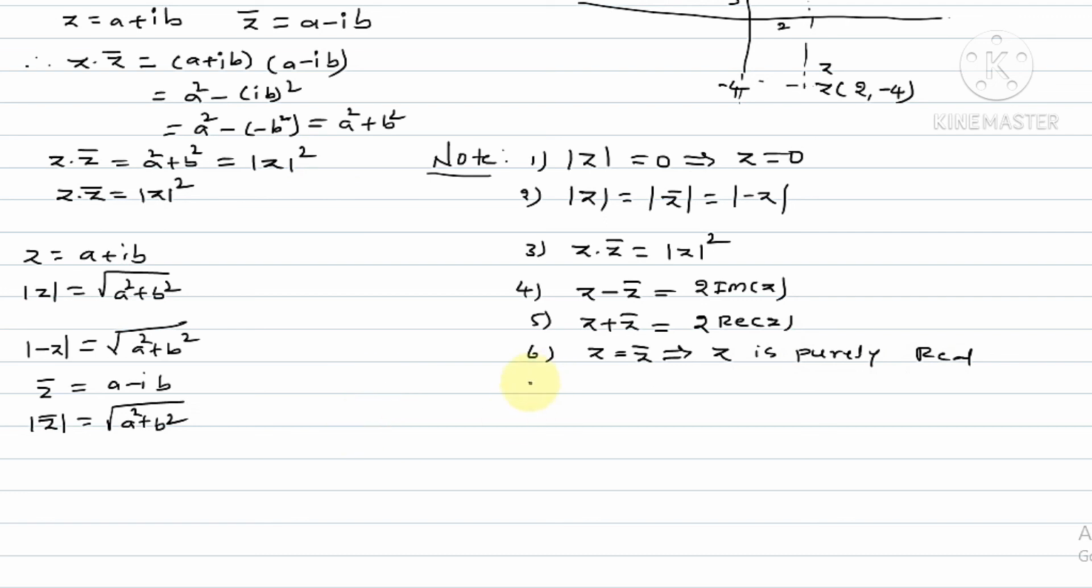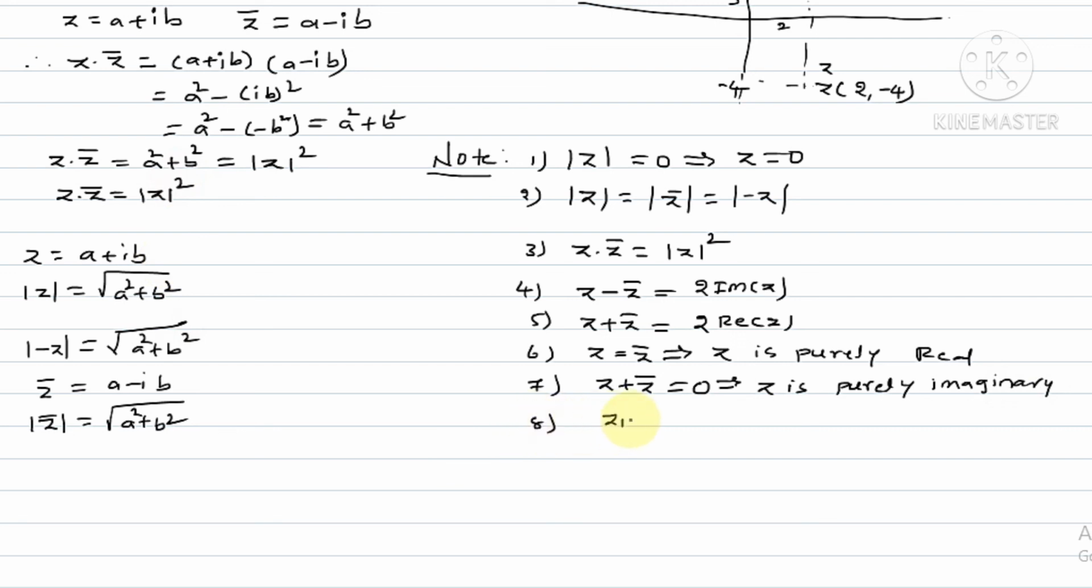Next, I want to give you the next point here. So z plus z bar equal to 0. Z plus z bar equal to 0 means, see, the real values will cancel, so then z is purely imaginary. In this case z is purely imaginary. Clear? Next, we can write the eighth one.